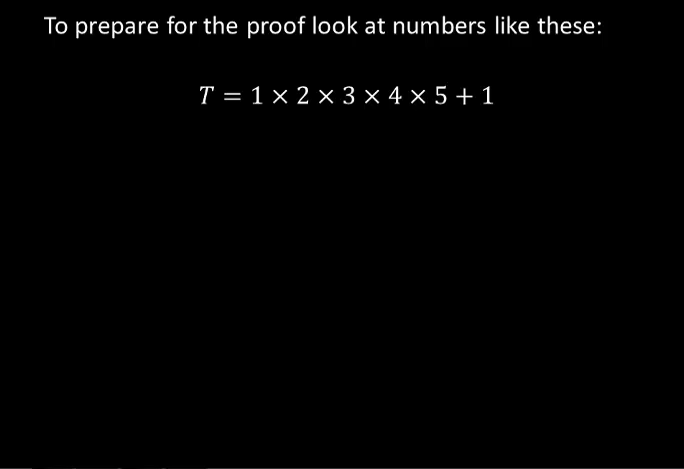You have already looked at numbers like this in class in preparation for understanding the proof that we're going to do now. And I'd like to look at them one more time. If you have a number like t, which is 1 times 2 times 3 times 4 times 5 plus 1, in other words, you multiply these numbers together, multiplying first, and then you add 1. Actually, what you get, this one's easy to just multiply out, you have 121.